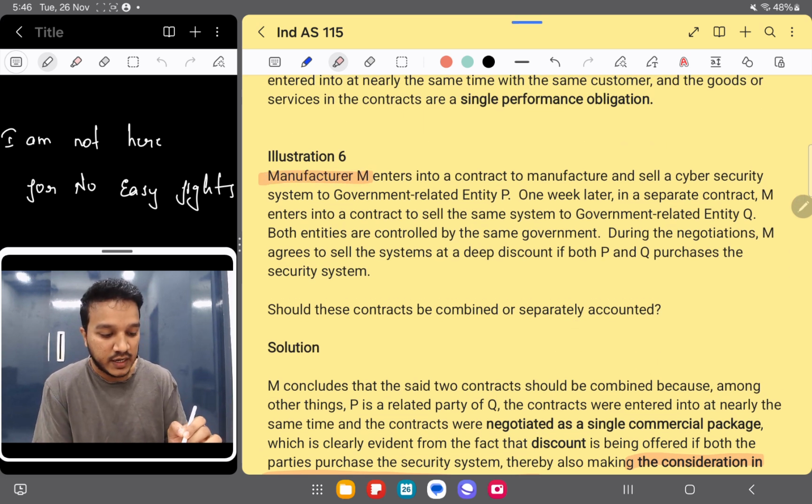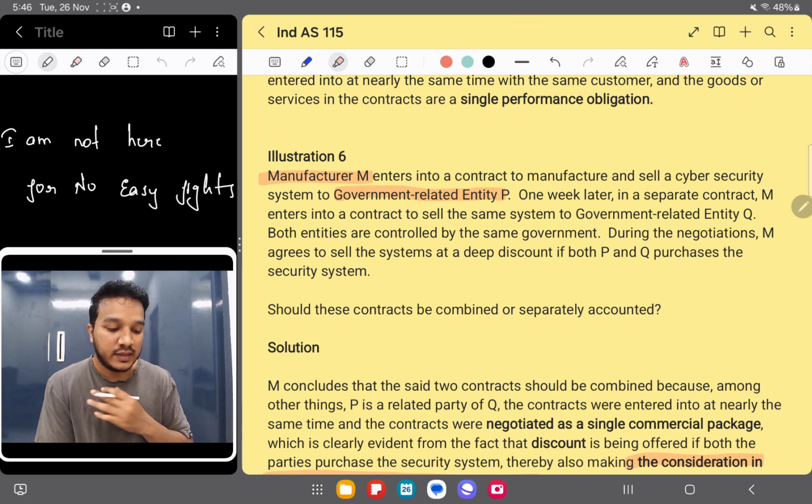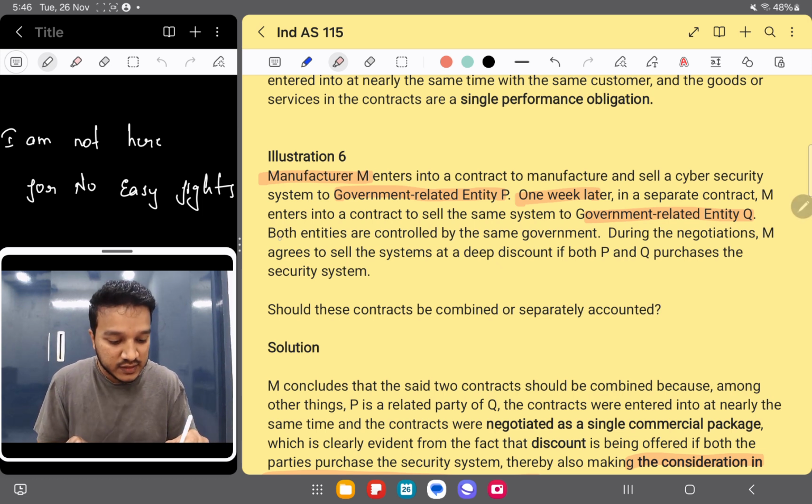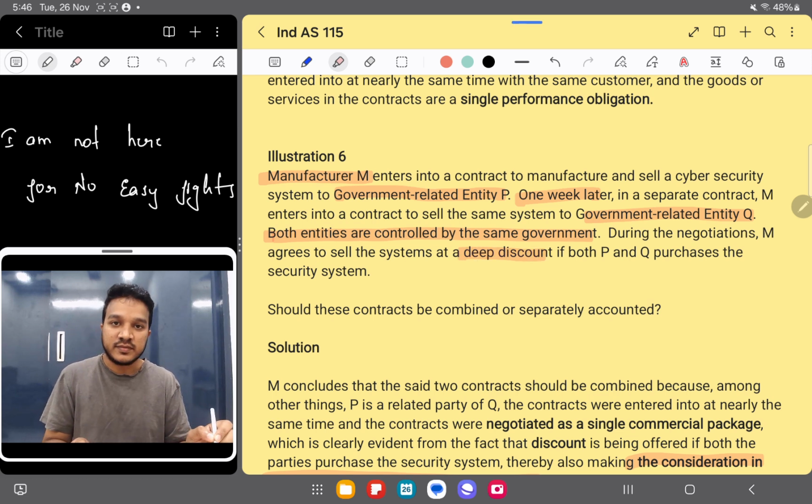Manufacturer M enters into a contract to manufacture and sell cybersecurity to government related entity P. First, it entered into a contract to sell it to government entity P. And then 1 week later, in a separate contract, it entered into a contract to sell the same system to related entity Q. Contract with entity P, now contract with entity Q also, and both the entities are controlled by the same government. Okay, due to negotiations, M agrees to sell at a deep discount.